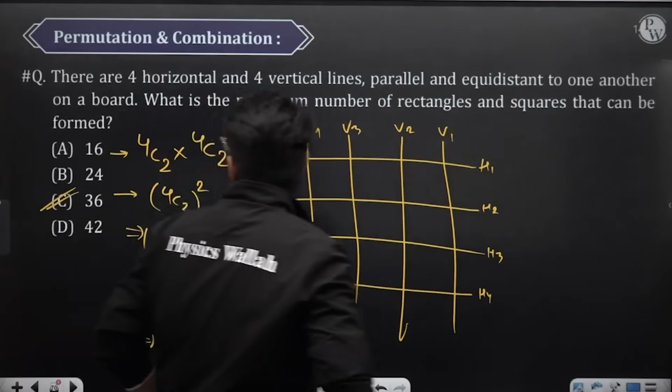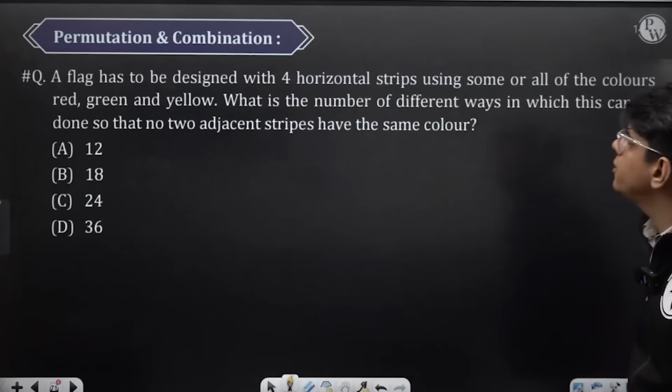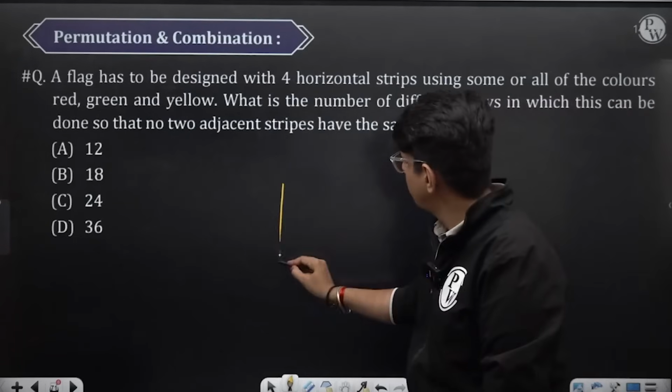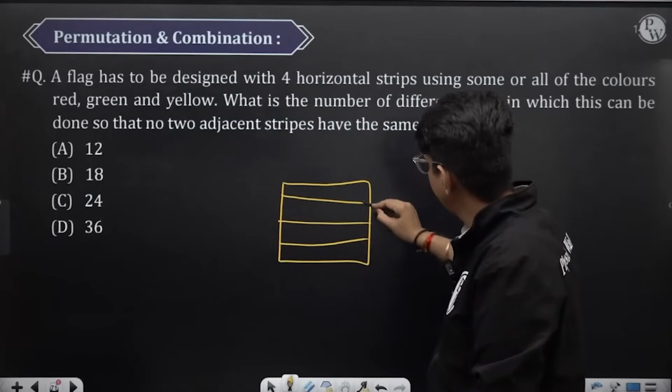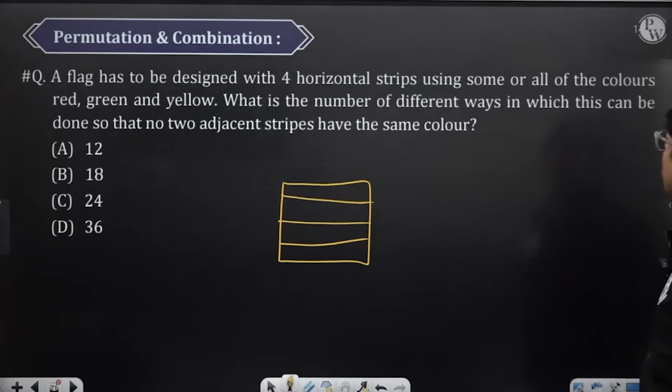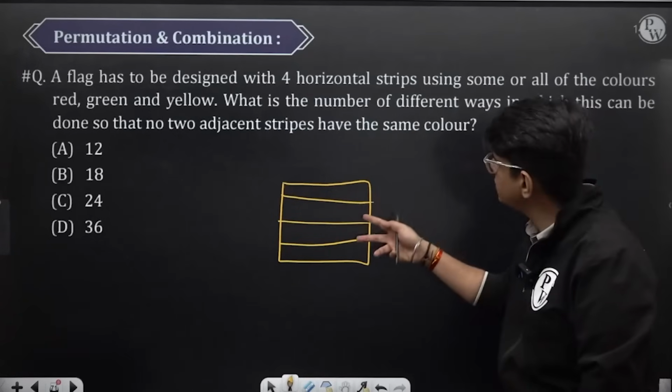What is the next question? A flag has to be designed with 4 horizontal stripes. 1, 2, 3, 4. Using some or all of the colors red, green, yellow. What is the number of different ways in which this can be done so that no two adjacent stripes have the same color?